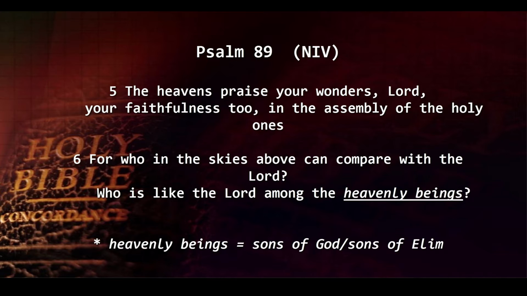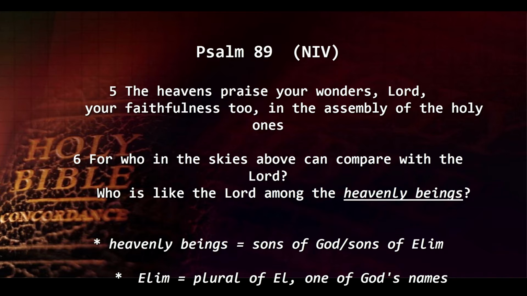And the word here, Psalm 89:6, heavenly beings, don't take my word for it. It's B'nai Elim. Literally, sons of Elim, which is the plural of El. Okay? And El is one of the names of God. Like Elohim is the plural of Eloh. Elim is the plural of El. So it's saying the sons of God.